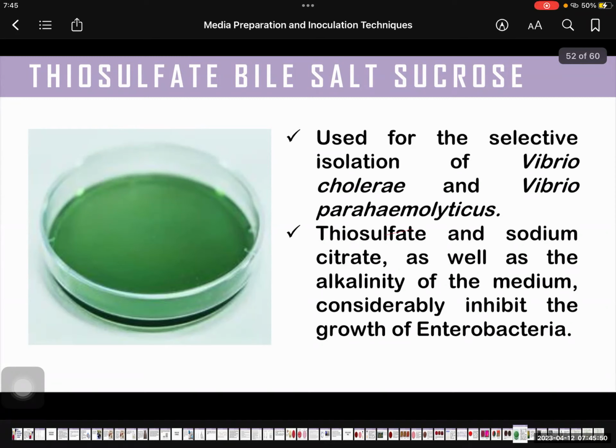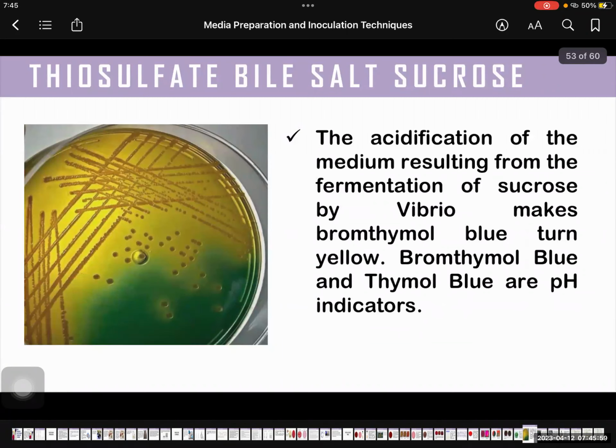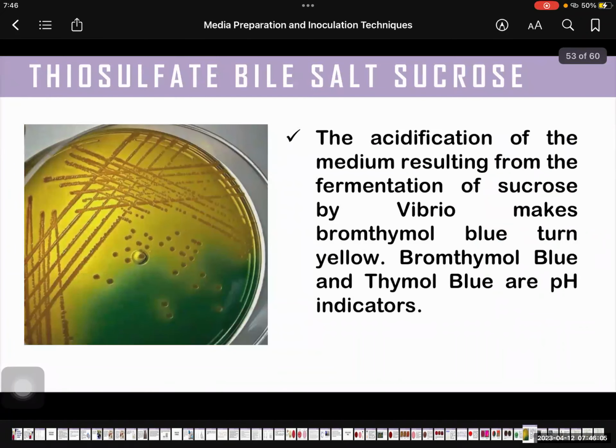And take note, may sucrose na naman kasi some species of Vibrio are capable of fermenting sucrose. So here, it has, again, a color indicator because the color can change depending on the ability of the organism to ferment sucrose. And the pH indicators are bromthymol blue and thymol blue. So the acidification of the medium results from the fermentation of Vibrio. So kung yung Vibrio, kaya niyang mag-ferment ng sucrose, it will turn yellow. If not, it will remain green.